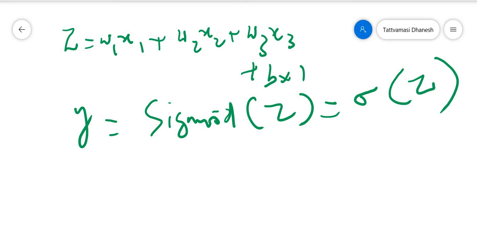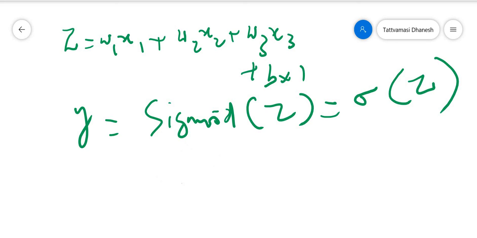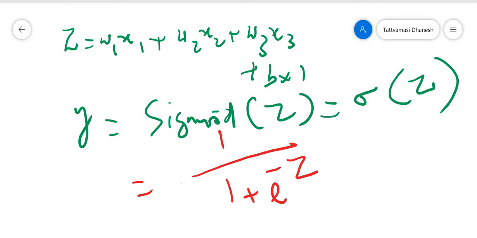See, the sigmoid function sigma has this formula: 1 by 1 plus e raised to minus x. Then instead of x, when you apply the sigmoid function to z, your output will be equal to 1 by 1 plus e raised to minus z. This is the output. So this is what happens inside a perceptron.